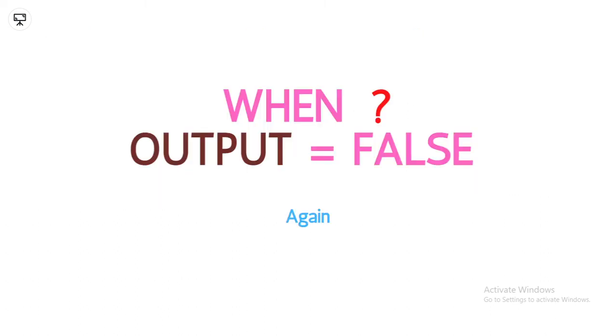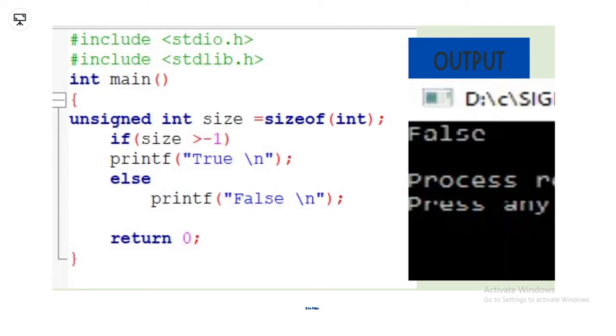Again, it becomes false if you mention unsigned int in that existing line; again the program gives false value. Why? Because here size equal to unsigned int is unsigned, -1 is signed int here. Because it is mentioned as unsigned, that's why the compiler will take the two operands as different types. That's why this program gives false value.